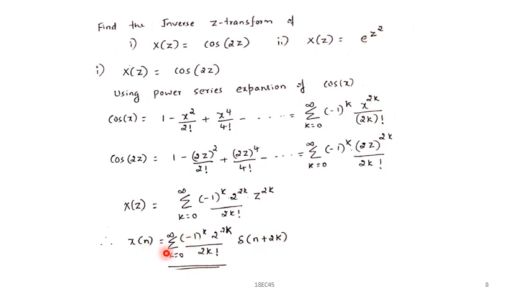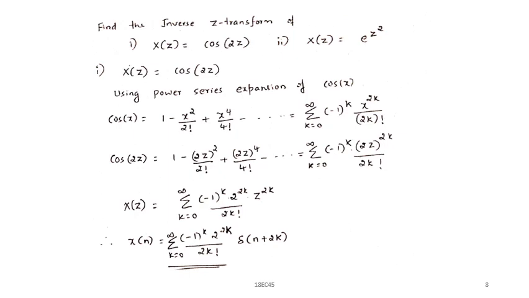Therefore, x of n is equal to the summation over k from 0 to infinity of minus 1 to the power k, 2 to the power 2k divided by 2k factorial. The answer is delta of n plus 2k. So this is my x of n for cos 2z. The second problem is x of z is equal to e to the power z square.